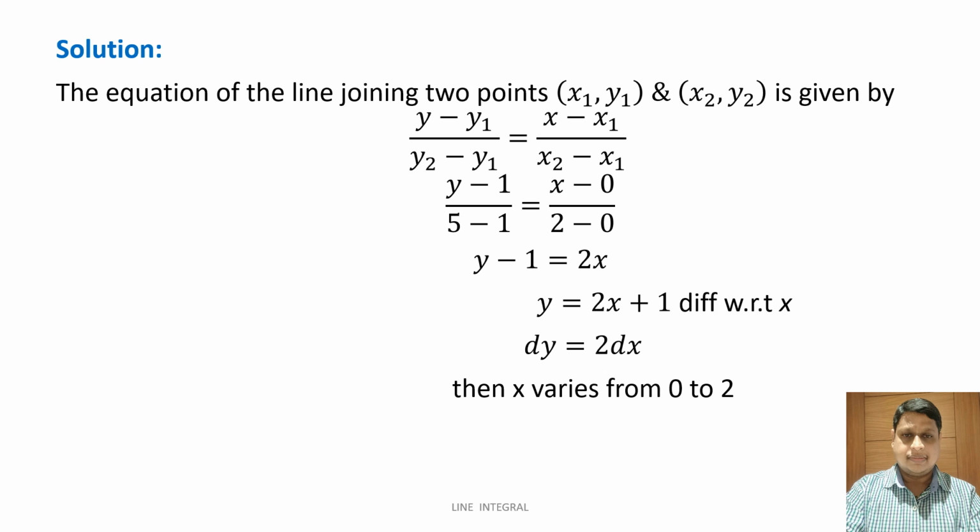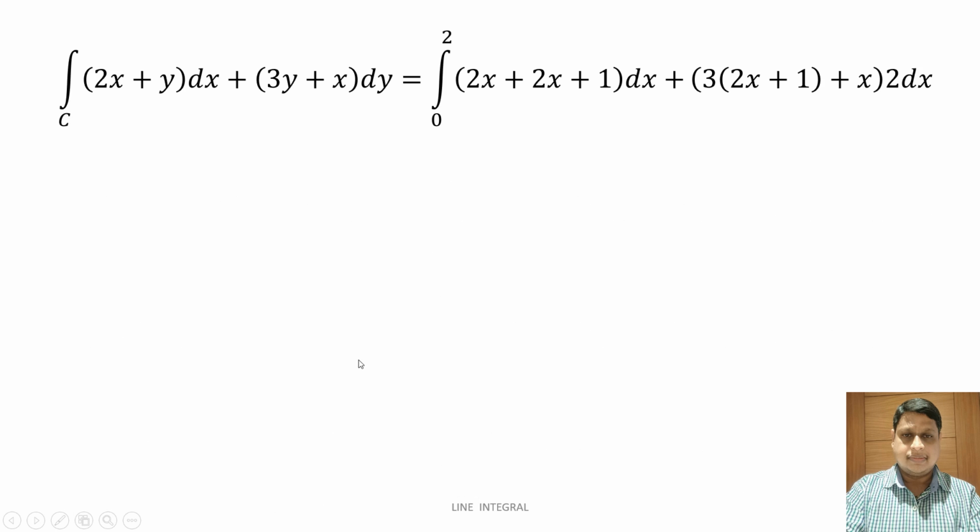So again in this problem I am changing the variable, y to x, a single variable. Therefore x varies from 0 to 2. Therefore, the integral over C of (2x plus y) into dx plus (3y plus x) into dy is equal to the integration, x varies from 0 to 2, of (2x plus y, that is 2x plus 1) into dx plus (3 into y, that is 2x plus 1, plus x) into dy, which is 2 into dx.